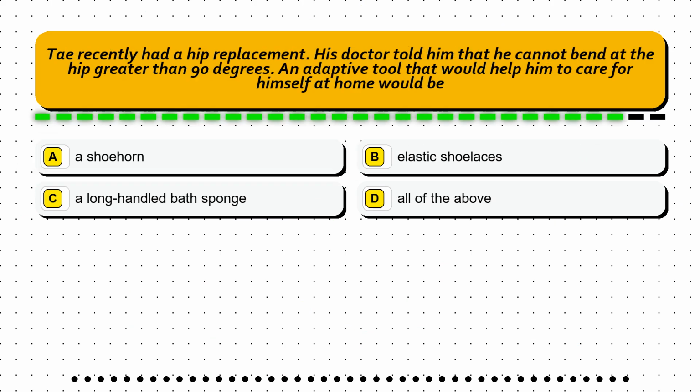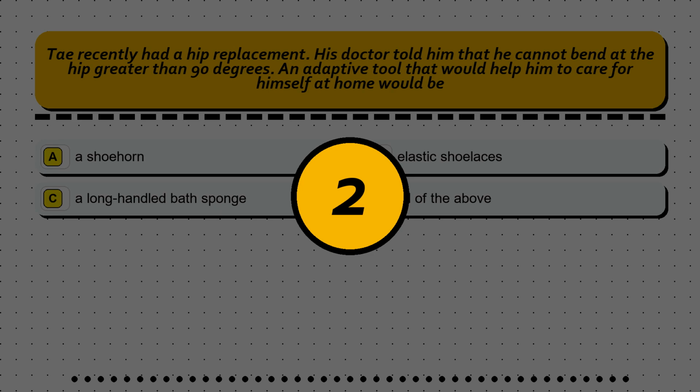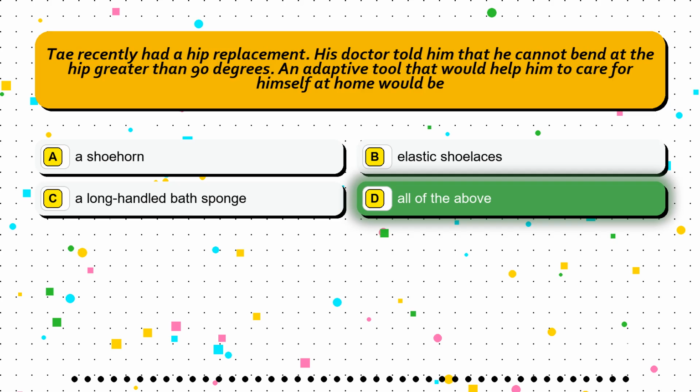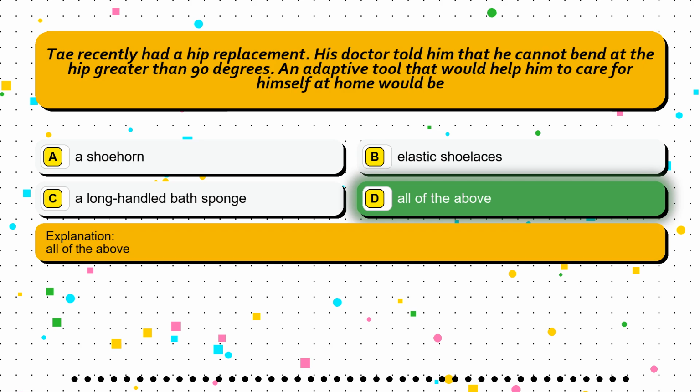Question 21. Tay recently had a hip replacement. His doctor told him that he cannot bend at the hip greater than 90 degrees. An adaptive tool that would help him to care for himself at home would be: Option A, a shoehorn. Option B, elastic shoelaces. Option C, a long-handled bath sponge. Option D, all of the above. The correct answer is option D, all of the above.